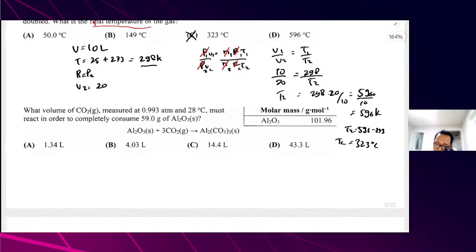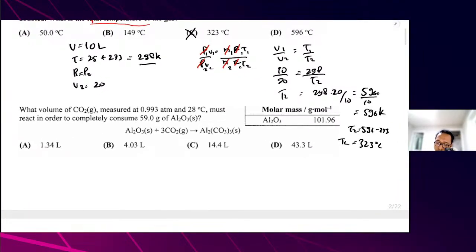What's the volume of CO2, measured at 0.993 atm and 28 degrees Celsius, that must react in order to completely consume the given amount? So now we have a much more complicated question. However, this one is still not difficult to solve as long as we remember the concept of mole. So let's get started.